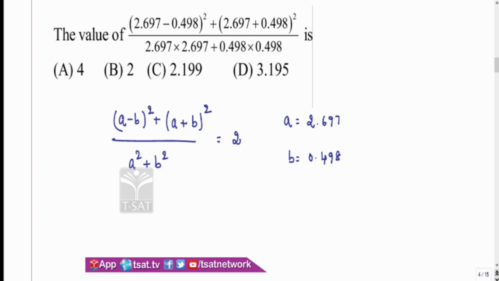If plus is in between, generally you can write a plus b as b plus a also. Therefore, it doesn't matter whether a comes first or b comes first. So here you can write x plus y is equal to y plus x. Therefore, we don't care whether (a minus b) square comes first or (a plus b) square comes first. For both of them, the answer is 2. So here the a value and b value is irrelevant. It is in the form of (a minus b) whole square plus (a plus b) whole square by a square plus b square. So the answer is 2.